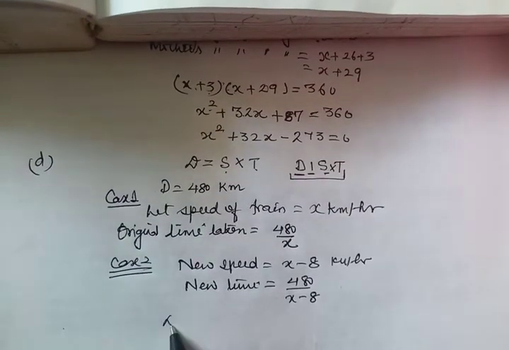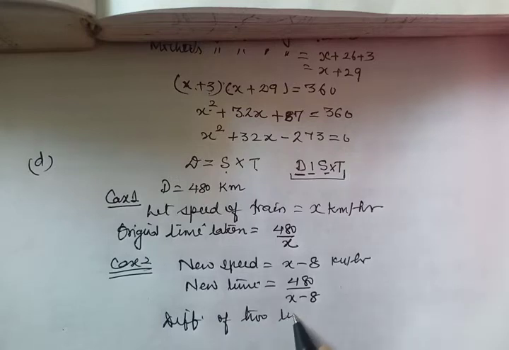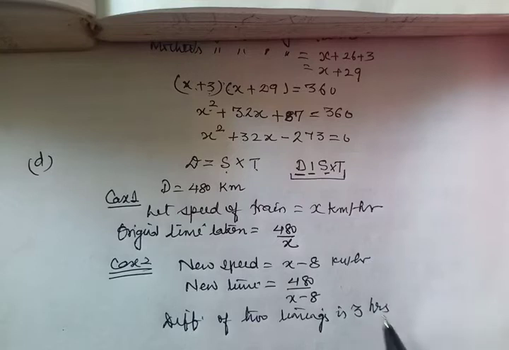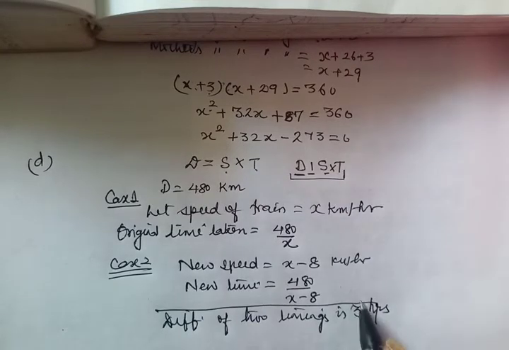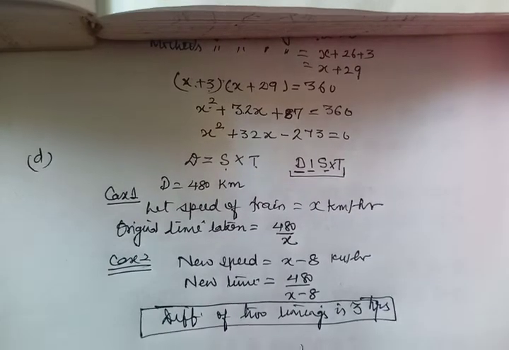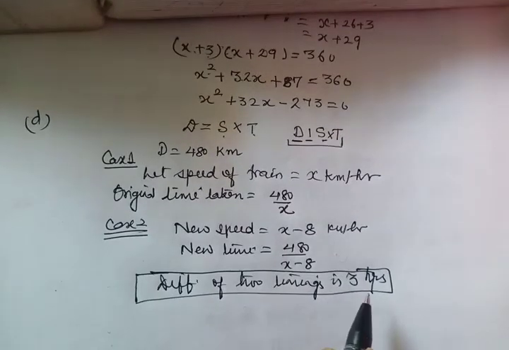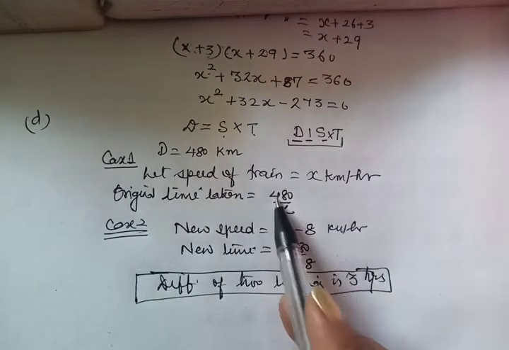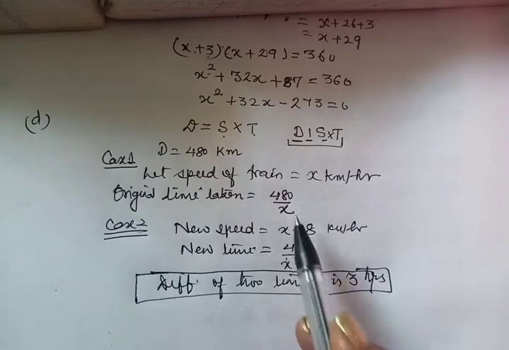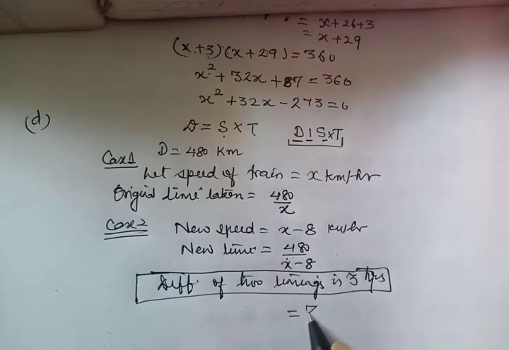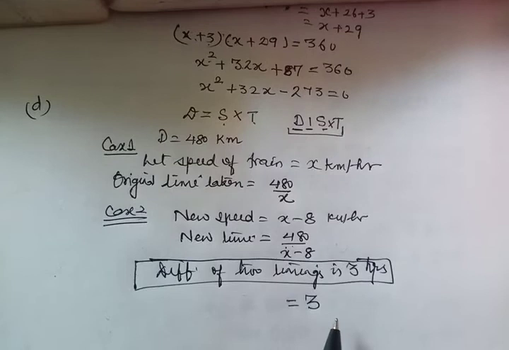It means difference of two timings is 3 hours. This line I have written to explain to you. This is a very important line. Difference in the two cases is 3 hours. So that means this minus this is equal to 3, or this minus this is equal to 3. So I am writing is equal to 3. इज इक्वल टू 3 मेरा पक्का है, यहाँ पे आना है.